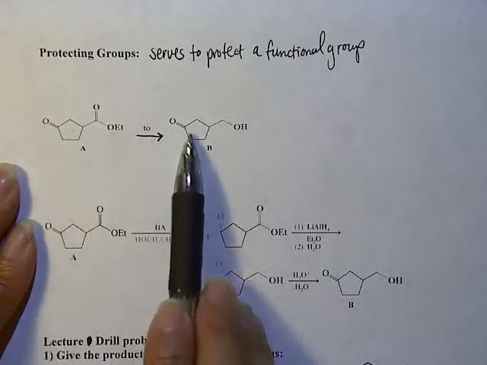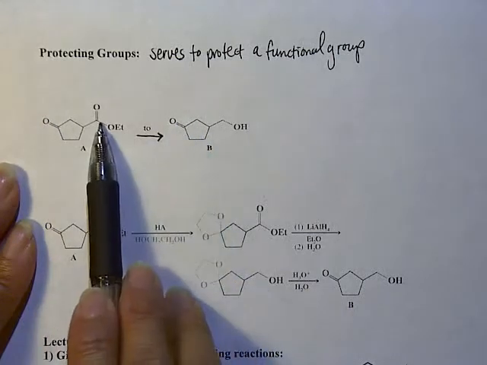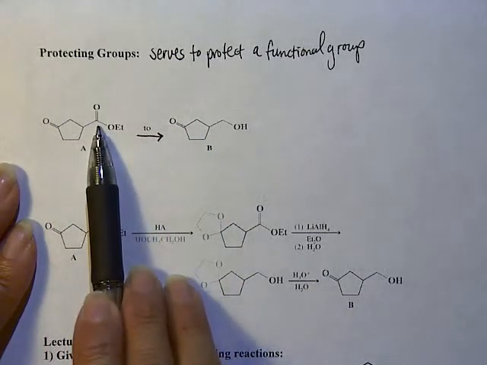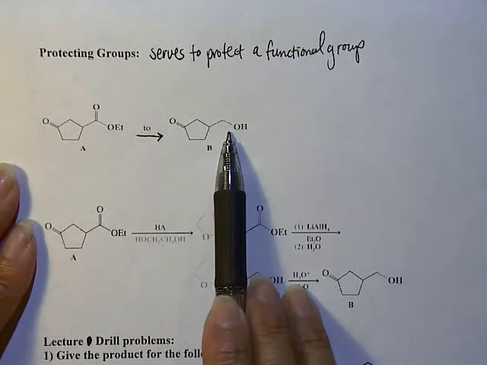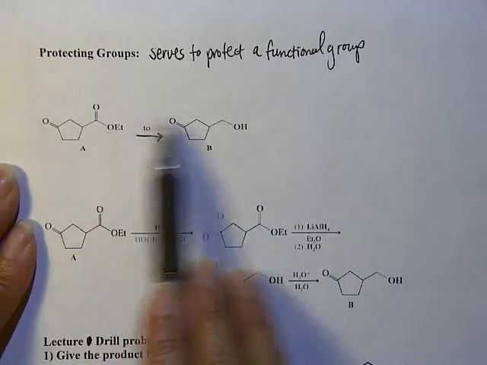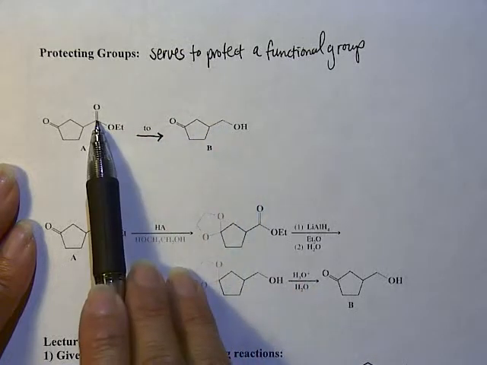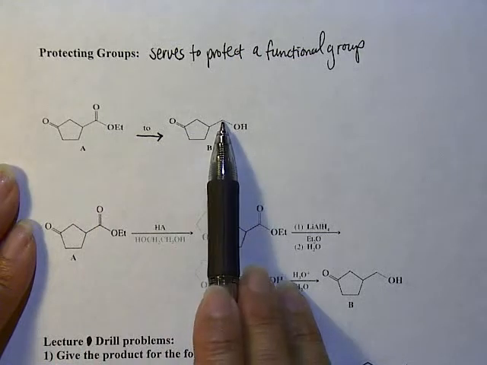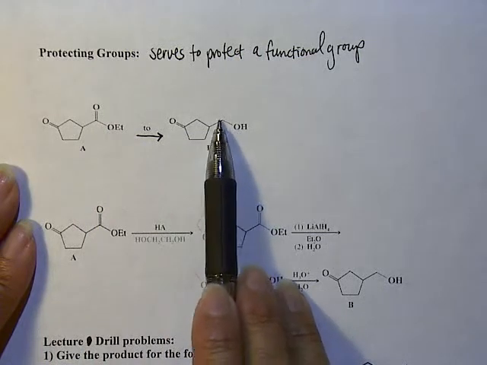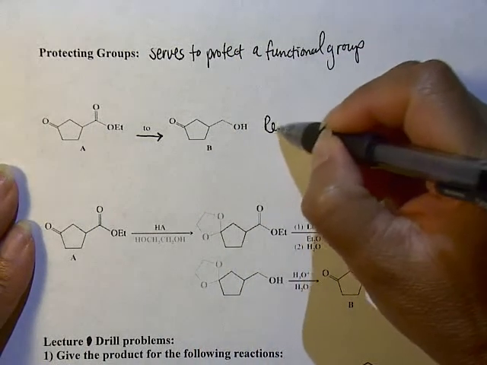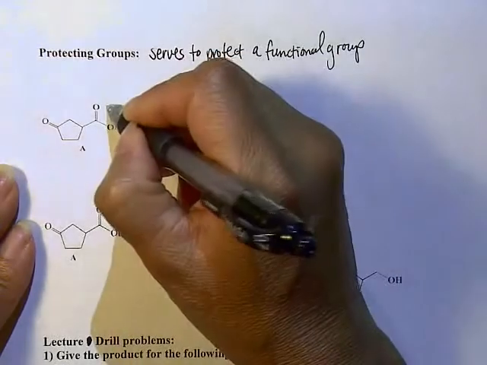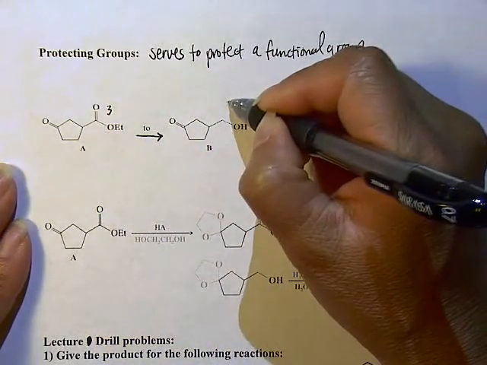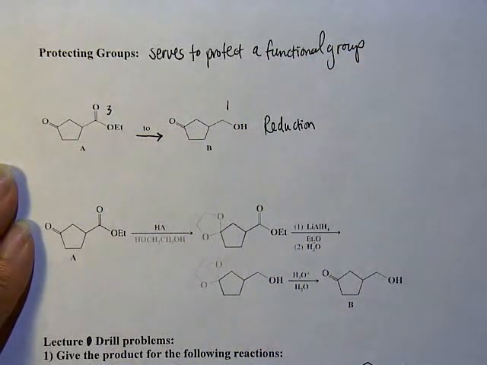Notice that the carbonyl stays exactly the same, and notice that this ester functional group has now become an alcohol. All right. So what kind of transformation is that? This is oxidation level 3, this carbon, right? 1, 2, 3, and this oxidation level is 1. So this is a reduction problem. All right. So remember, I want to go from oxidation level 3 to oxidation level 1.